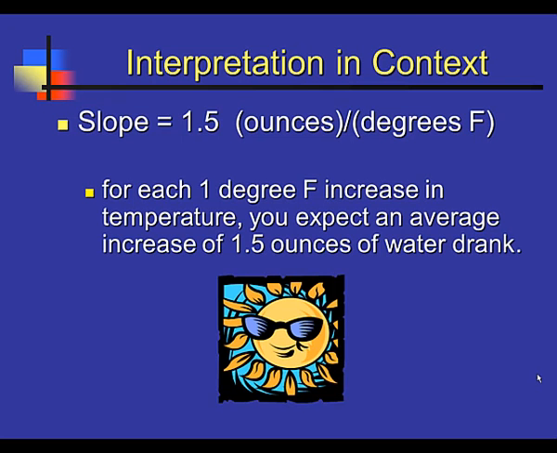Our slope is 1.5 ounces per degree Fahrenheit. That means that for each 1 degree you increase the temperature, you expect an average increase of 1.5 ounces of water to be consumed.